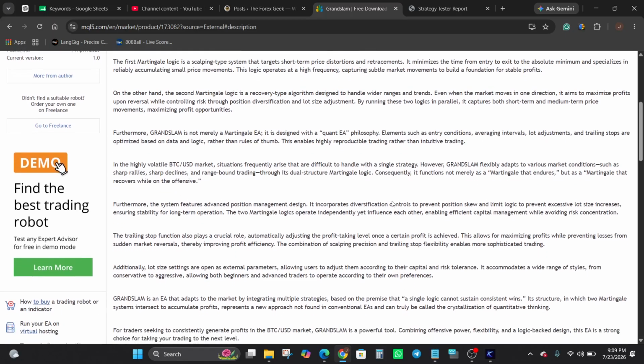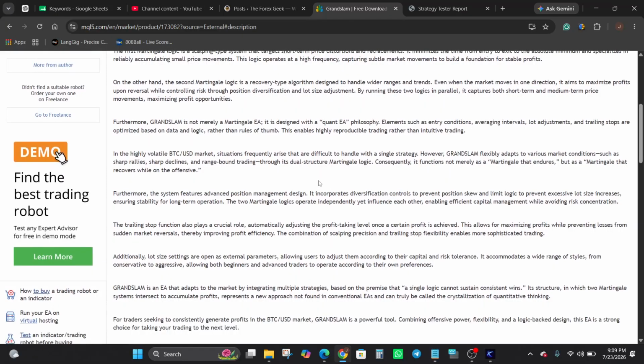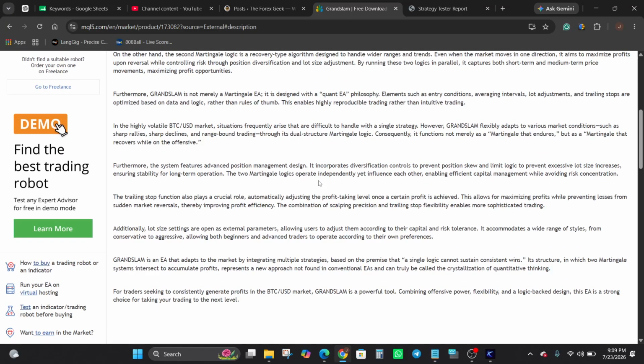Now, another point mentioned on the page is that the EA is not presented as a purely discretionary strategy. Instead, the developer says that factors such as entries, averaging intervals, lot adjustments, and trailing stops have been optimized using quantitative principles rather than subjective decision making.